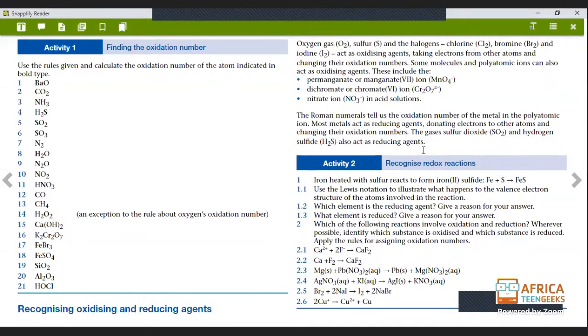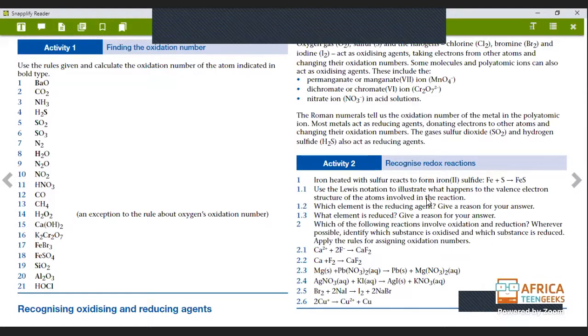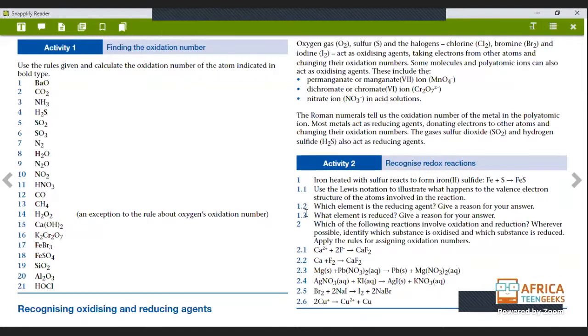So now we also have activity 2. You know what, guys, let's change this. For activity 1, let's do all the odd numbers, so that for activity 2 we can do number 2, because it's 2.1, 2.2, 2.3, 2.4, 2.5, and 2.6. So for activity 1, just note it down, do all the odd numbers, and then here we do the even numbers for activity 2.